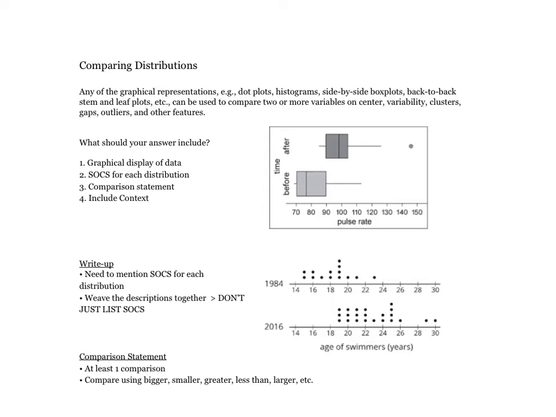So any of the graphical representations, dot plots, histograms, side-by-side box plots, back-to-back stem and leaf plots, etc., can be used to compare two or more variables on center, variability, clusters, gaps, outliers, and other features. Remember, variability is a fancy way of saying spread.